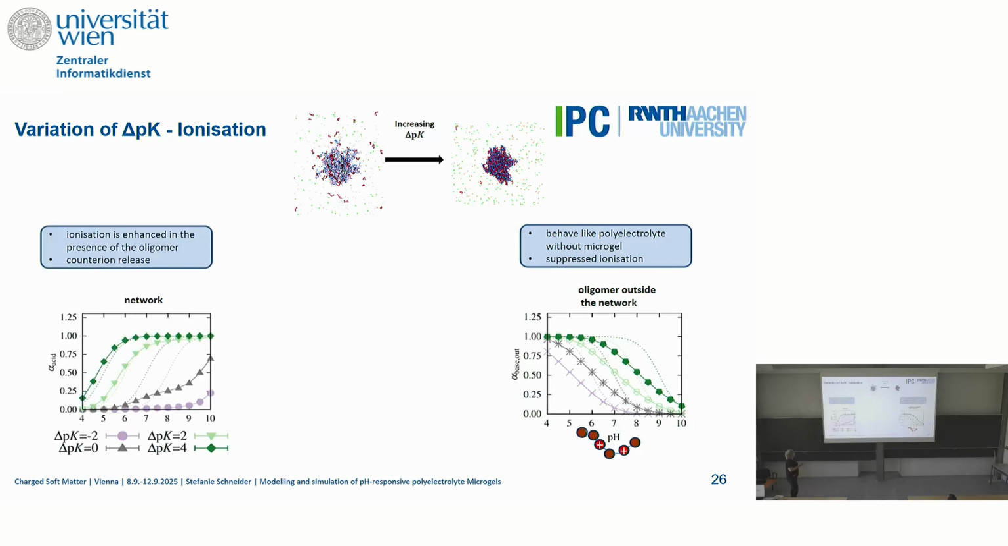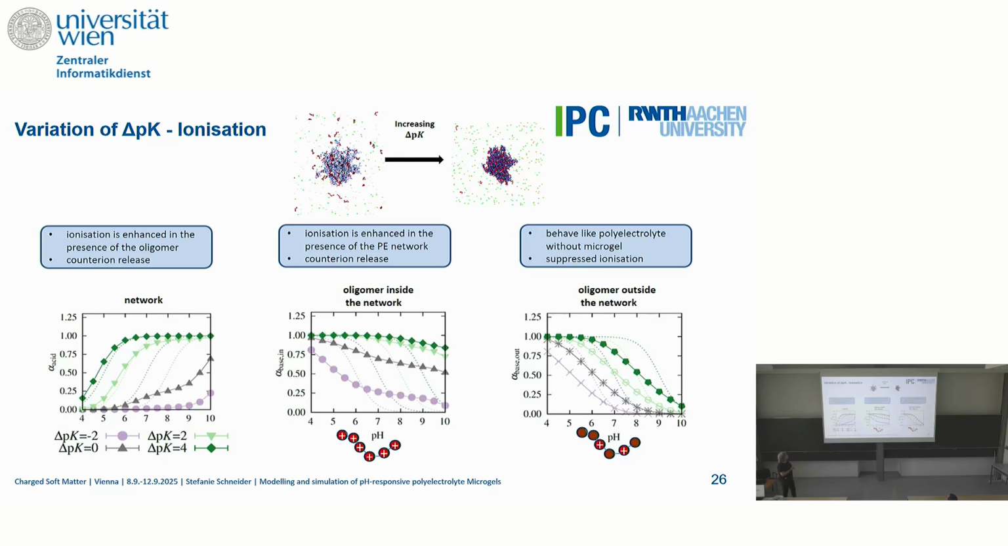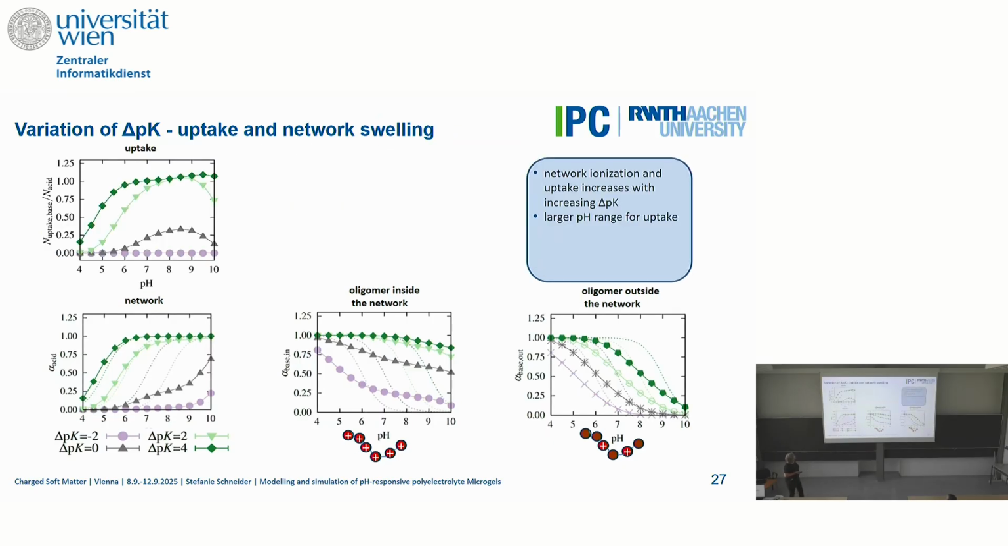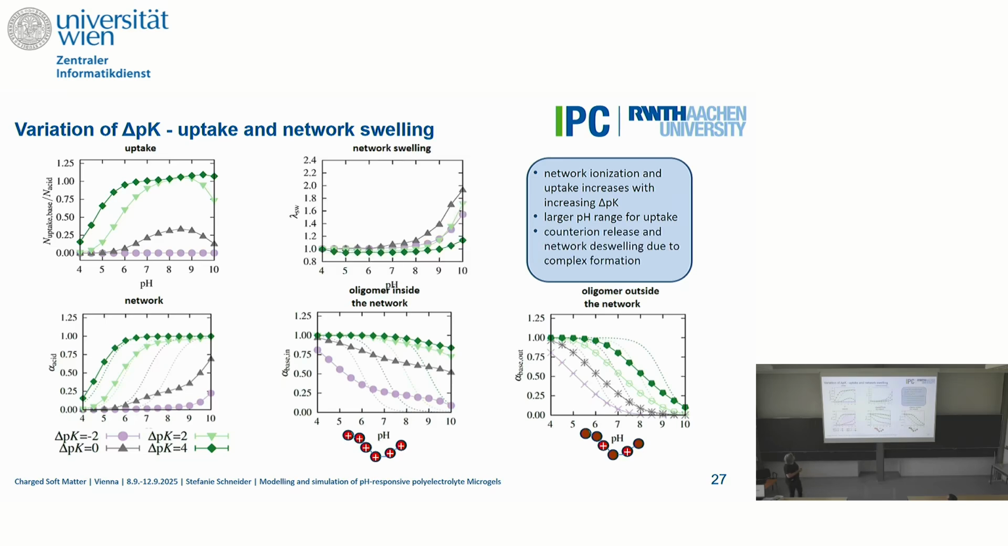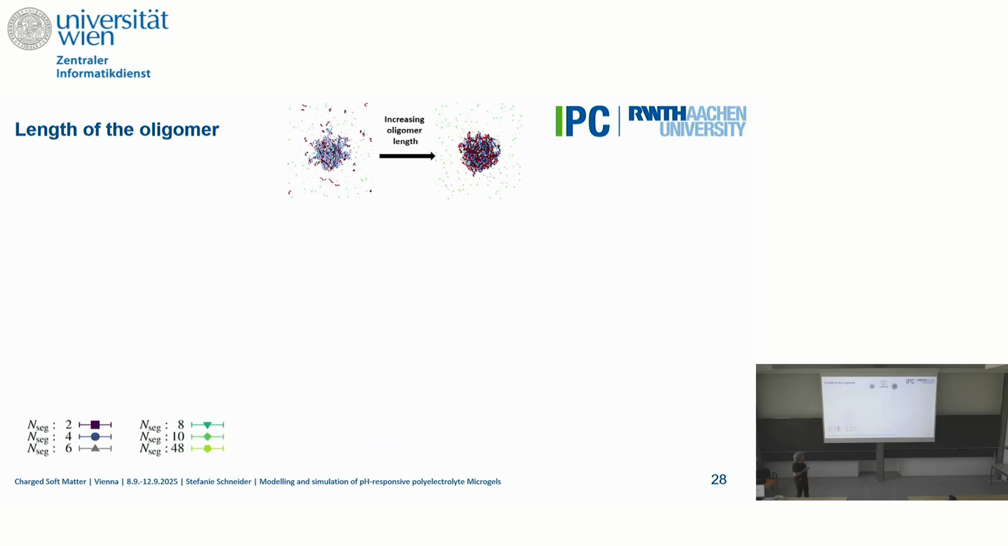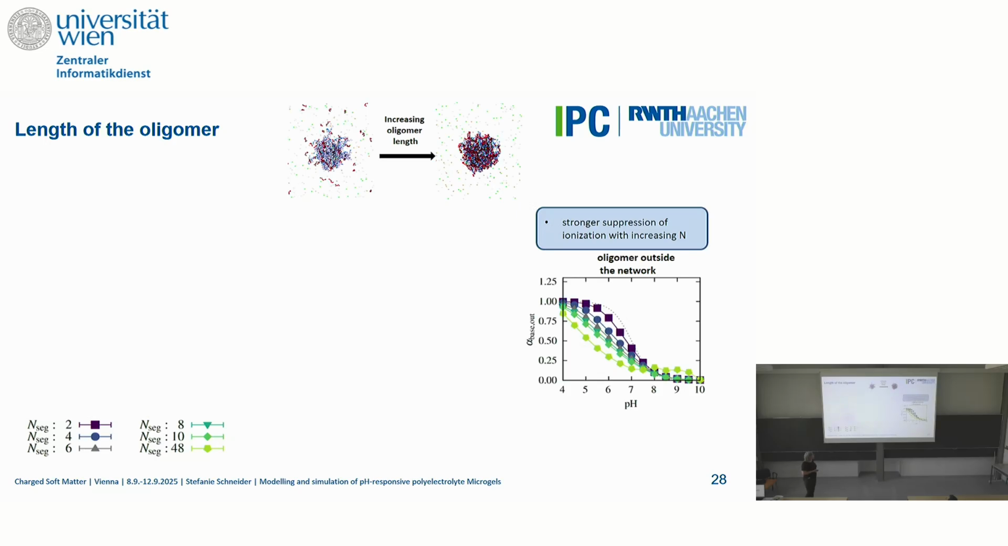And we also look at the network chains and the oligomers inside the network, and there, of course, we see an increase of ionization, which is stronger if you have a larger overlap of the pK values. Also, we looked at the uptake and the network swelling. I will not go into detail for this, but maybe it's interesting that we see an optimal pH for the uptake.